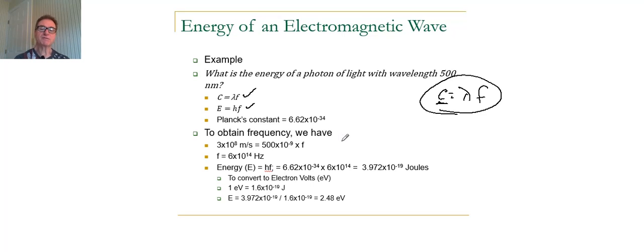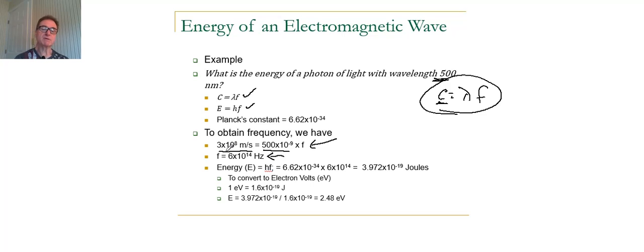Well, if we want to obtain the frequency, we can get that using the wavelength and the fact that we know the speed of light in a vacuum is 3 times 10 to the 8th. So 3 times 10 to the 8th meters per second, which is c, is equal to the wavelength, 500 times 10 to the minus 9th meters, times the frequency. And we get the frequency for this wavelength of light to be 6 times 10 to the 14th hertz. Okay, so frequencies of light are generally some pretty big numbers.